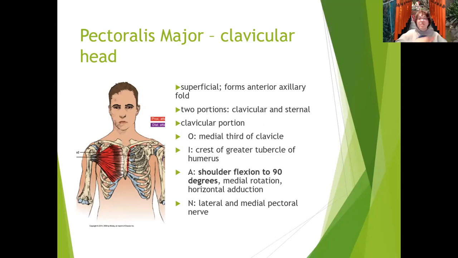It also does medial rotation. You can see how if it pulls the greater tubercle anteriorly, you're going to medially rotate the humerus, and it does horizontal adduction. Has a perfect line of pull for that. So think of doing your chest flies, your pec major, the clavicular head is doing a lot of it. It gets the lateral and medial pectoral nerve just like the pec minor does.